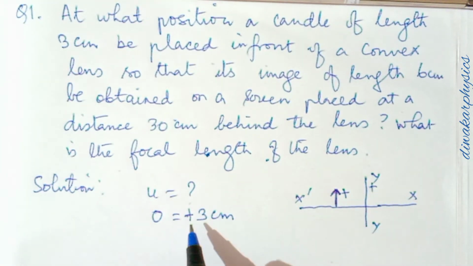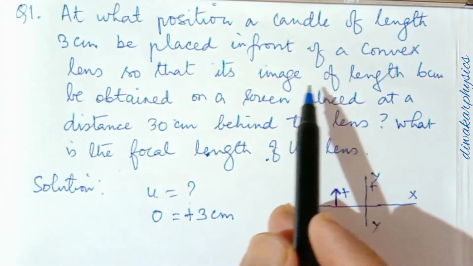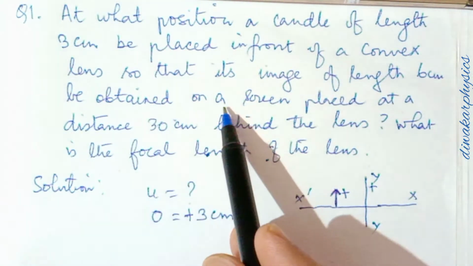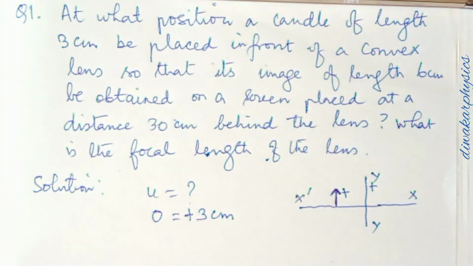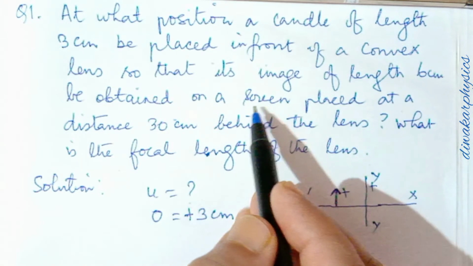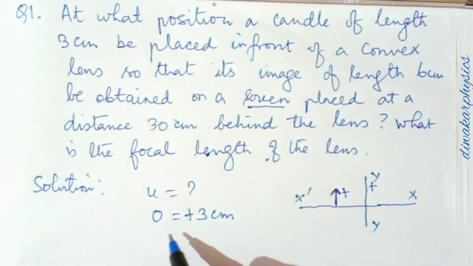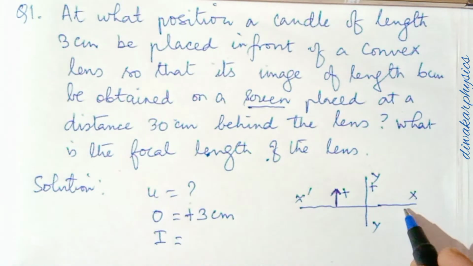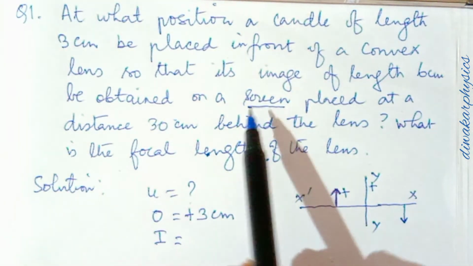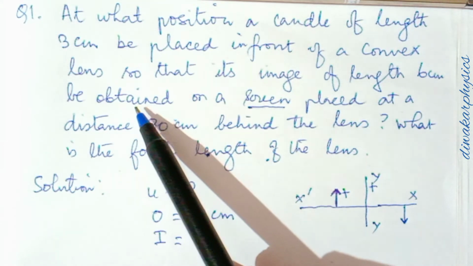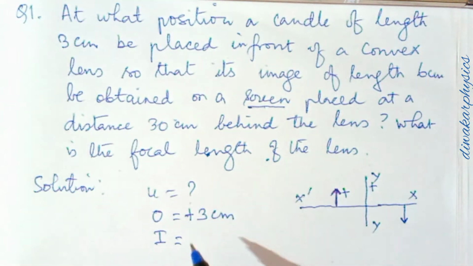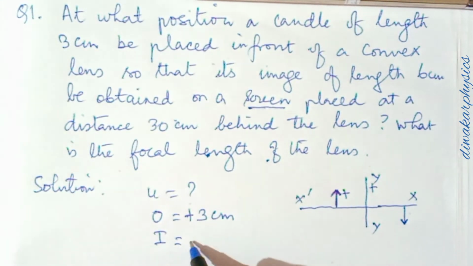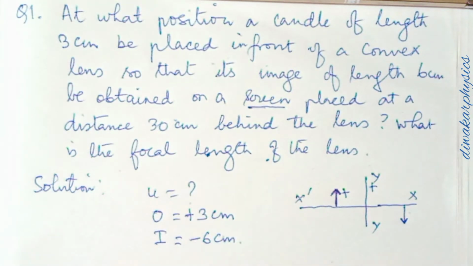Now the image, in front of a convex lens, so that an image of length 6 cm is obtained on a screen. So a real image is obtained on the screen, so this image is real here. You can understand from the question that it is obtained on the screen, so the image is inverted here, because the images that can be obtained on a screen are real images, and real images are always inverted, so it is on the negative side, so you can take minus 6 cm.